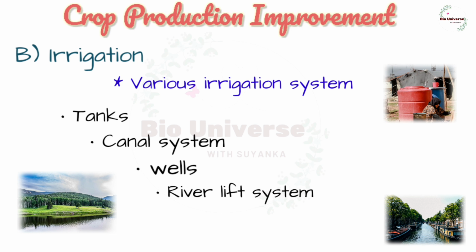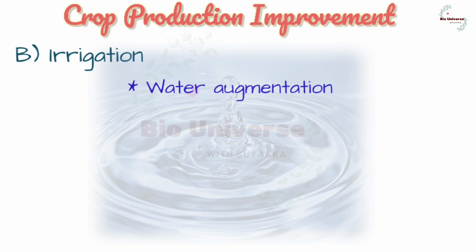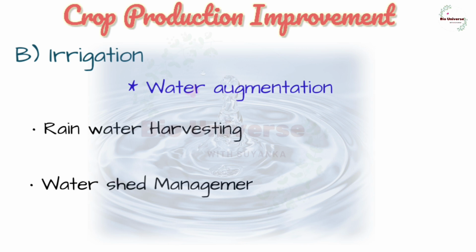River lift system is more useful in those areas where canal flow is insufficient or irregular due to inadequate water release. River valley systems are most useful in those areas where steep and narrow riverine valleys are found. For example, Western Ghats in Karnataka and Kerala. Water availability for irrigation can be assured by augmenting groundwater. It is carried out by two methods, rainwater harvesting and watershed management.